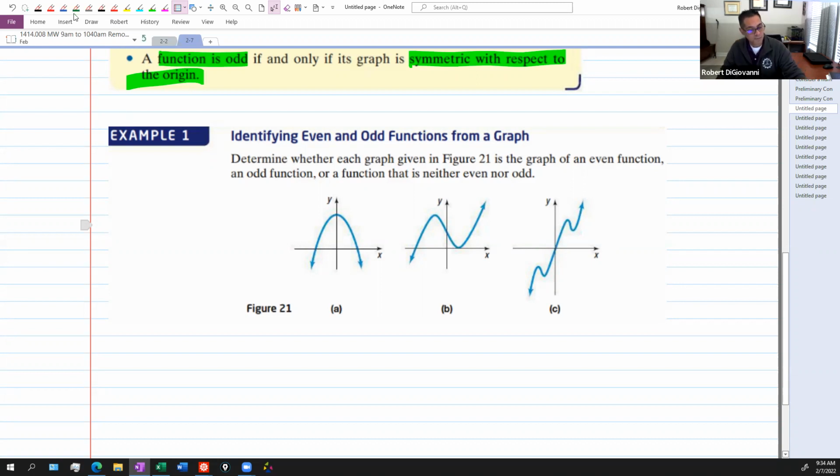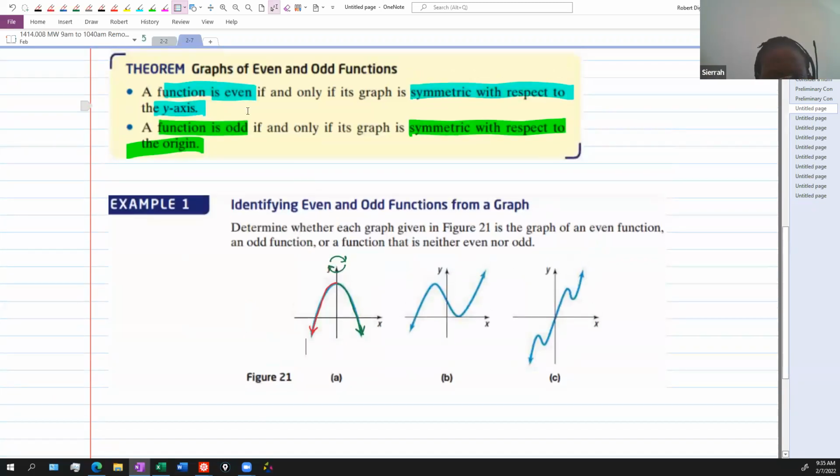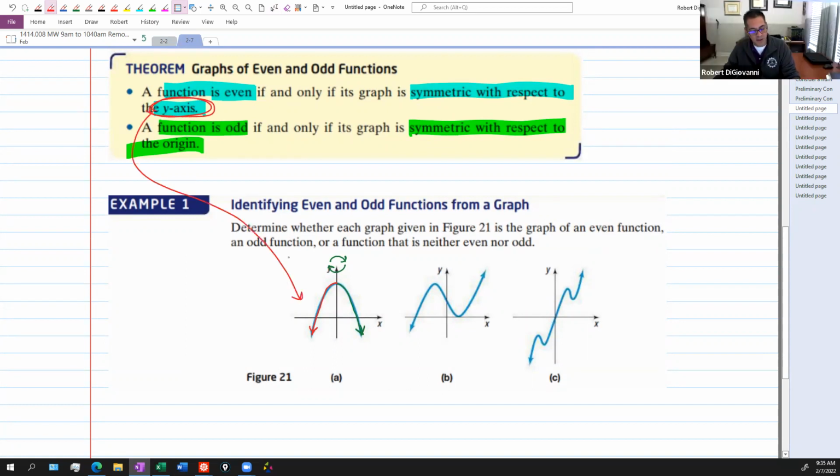So look at the first one. Do you all agree that if you take the right side of this graph and reflect it over the y-axis, it's a mirror image of itself and it would land on top of itself? And so it would be symmetric to the y-axis. So this is what type of function? It is symmetric, but is it even or odd? Even. I heard someone say even, yes. It's even because it's symmetric to the y-axis.